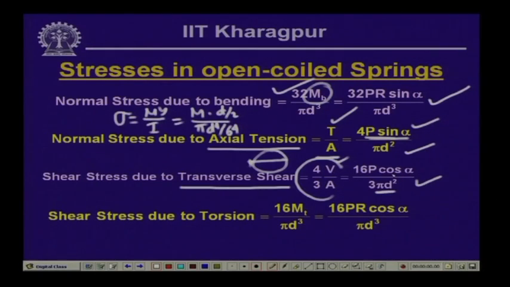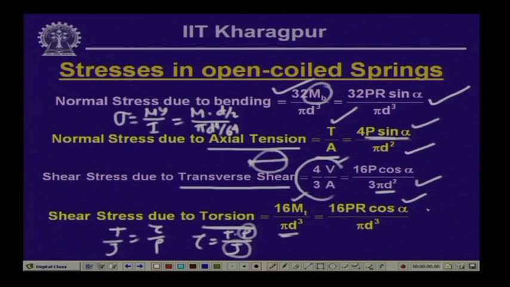So, this is the shear stress because of the transverse shear V, and then the shearing stress due to the torsion, which, as I said, T by J is equal to tau by rho. So, tau is equal to T rho by J, and rho you know is d by 2 and J is pi d to the power 4 by 32. So, that gives rise to 16 times the twisting moment by pi d cube, and the twisting moment we have seen as pi P r cos alpha. So, this is 16 P r cos alpha by pi d cube.